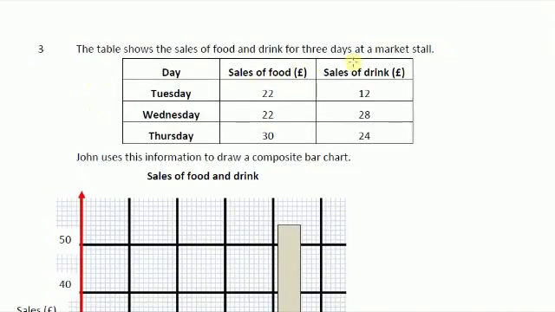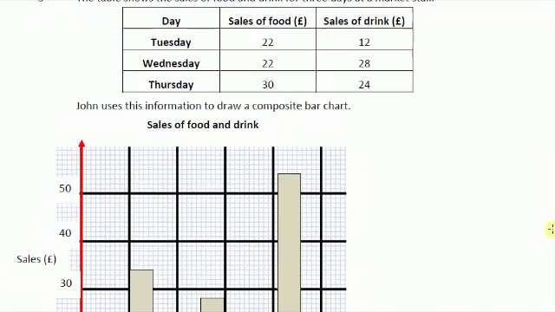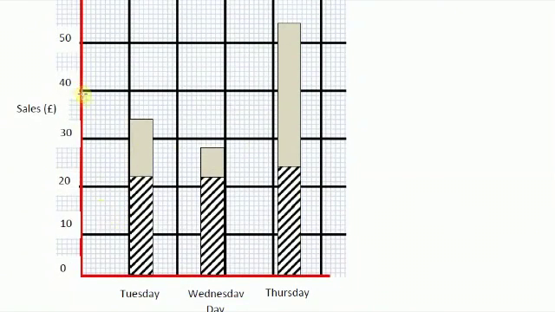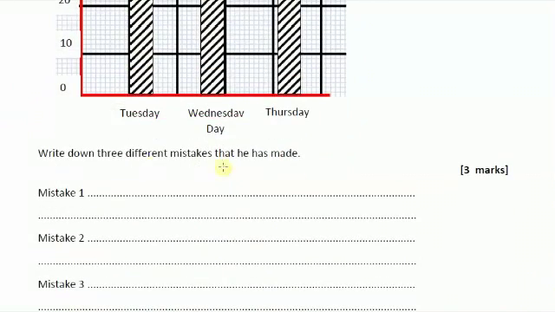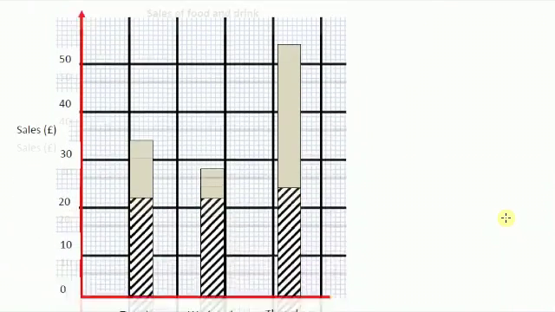Number 3, the table shows sales of food and drink over 3 days. So Tuesday, Wednesday, Thursday: 22 and 12, 22 and 28, 30 and 24. John uses this information to draw a bar chart. So here we have the sales and the 3 days, Tuesday, Wednesday, Thursday. Write down 3 different mistakes that John has made. So we have to look at it again. First day, Tuesday, 22 and 12. Let's see if he's done that correctly.